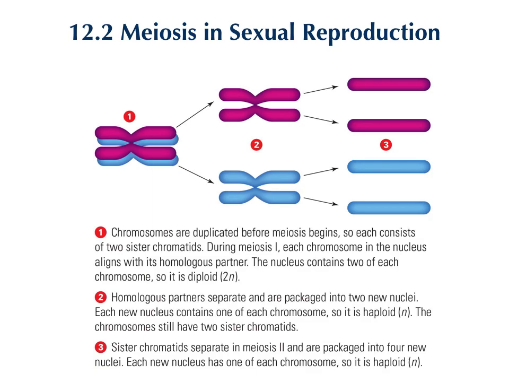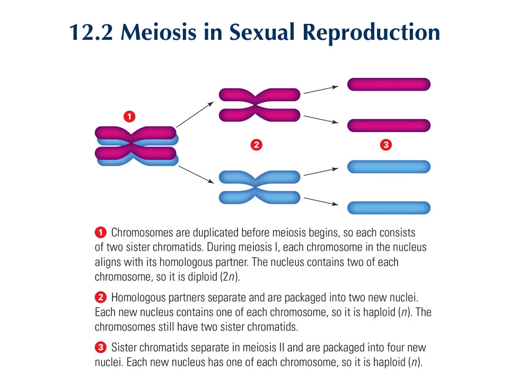Now, this slide is an overview, and we'll look at the more detailed steps in a minute. But in step 2, we see that the homologs have been separated, and they will be packaged into new nuclei. Each nucleus is going to contain one of each chromosome pair, or one of each homolog. So it is now haploid. Okay? We've separated the homologs and packaged them into 2 nuclei, so each nucleus contains 1 of each chromosome. Those chromosomes still have 2 sister chromatids, but they're 1 chromosome.